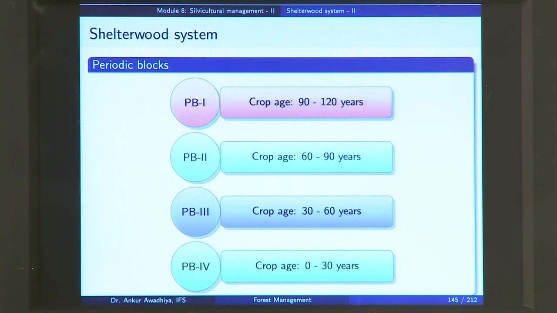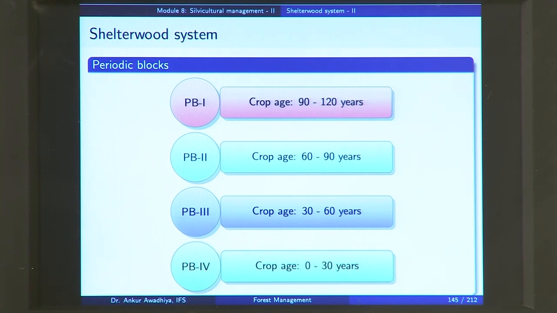So those trees are now currently at the age of 119 years. The year after that, you will be removing some trees. So those trees will probably have the age of 118 years now. So, all those trees that are in this age group of 90 to 120 years will form the periodic block 1.